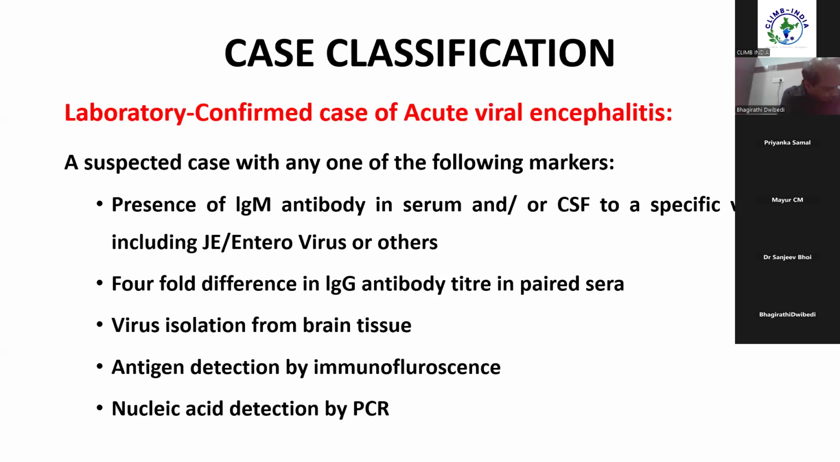If you are getting a confirmation of IgM antibody in the serum and/or CSF to a specific virus, or in paired samples you are getting an IgG titer rise, or a viral isolation from the brain tissue, or antigen detection, or PCR positivity, these are the clues. If you get any of these in association with clinical symptomatology that is exactly fitting into acute encephalitis, we say this is a laboratory confirmed case. Next slide.